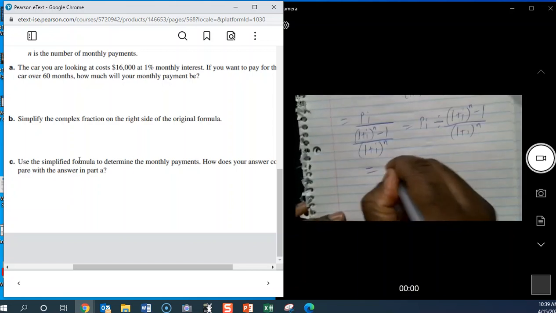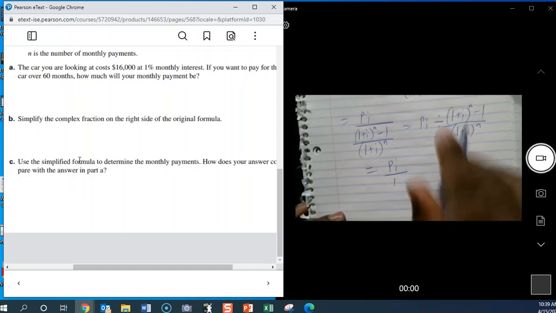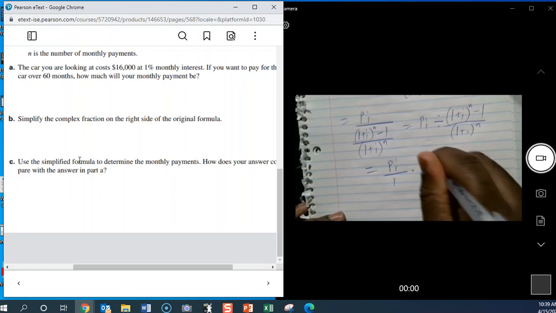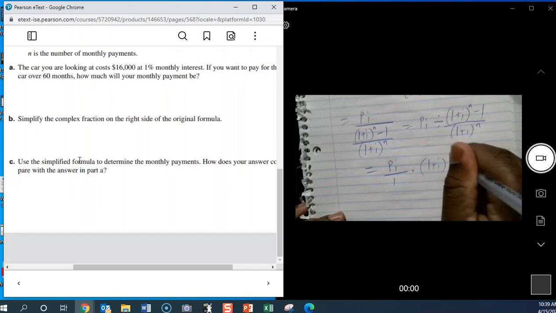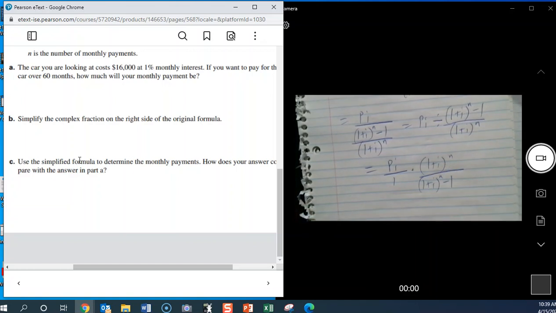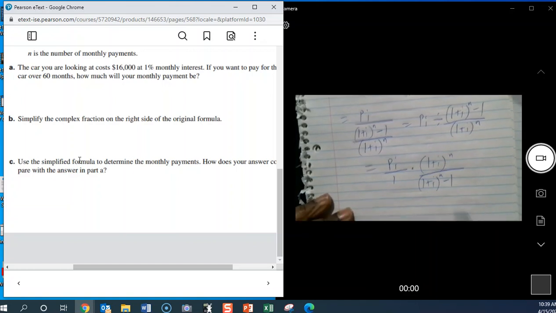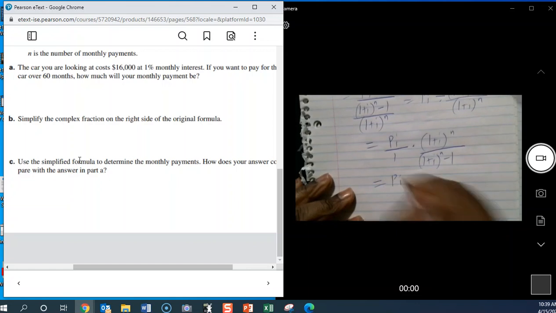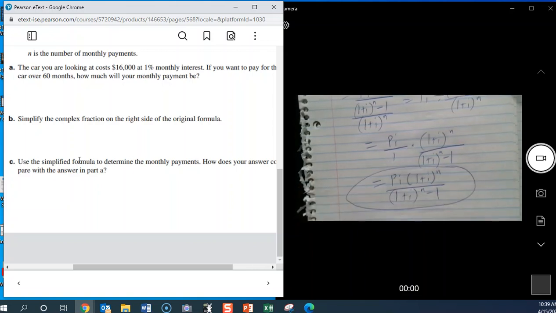Now, this would be pi, we could put that over 1. Division becomes multiplication: 1 plus i to the n over 1 plus i to the n minus 1. Now we multiply, and we have p times i times 1 plus i to the n power all over 1 plus i to the n power minus 1. So that is our formula rewritten.